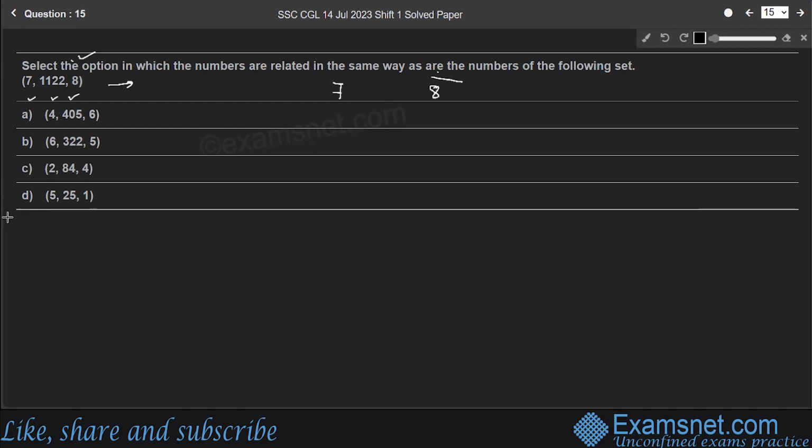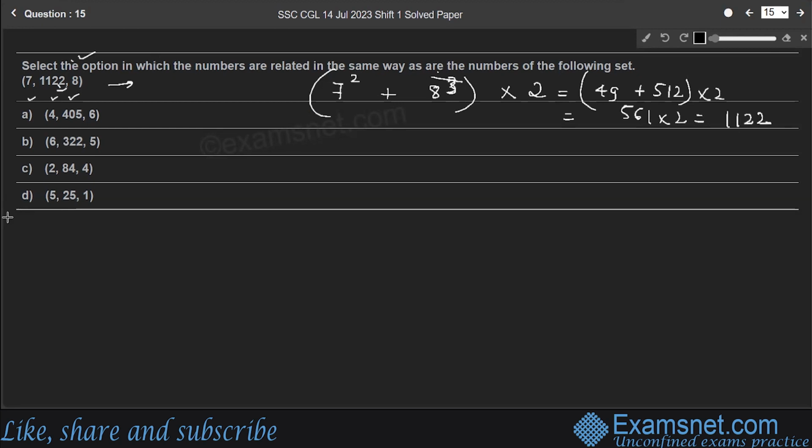Right? So let us consider the square of the first number plus the cube of the third number, into 2. 7 square plus 8 cube, into 2. 7 square is 49, 8 cube is 512, 49 plus 512 gives 561, into 2 gives 1122, which is the second number. Here the logic is first number square plus third number cube, into 2 gives the second number.